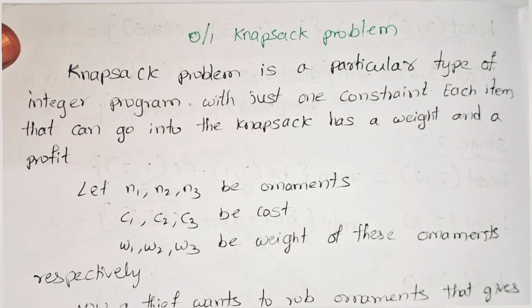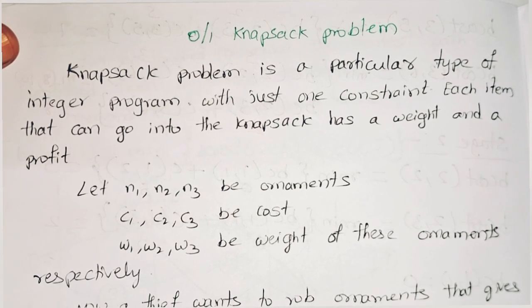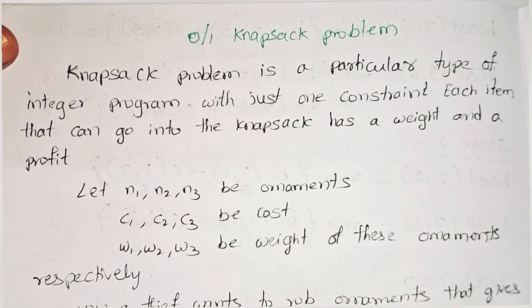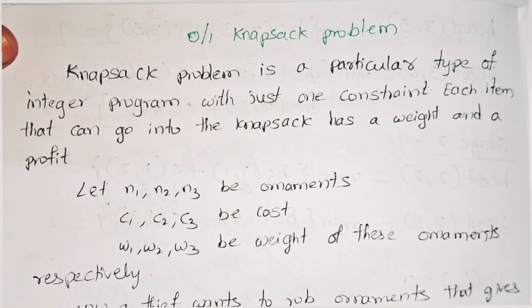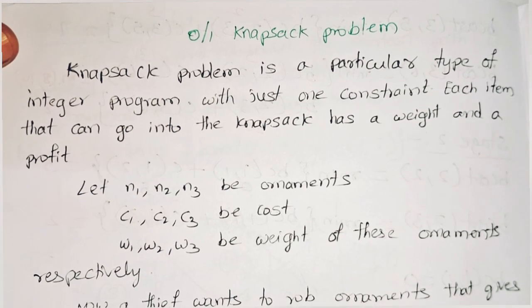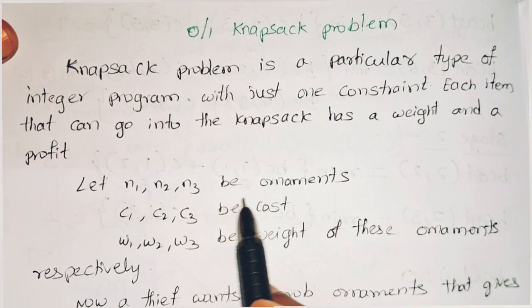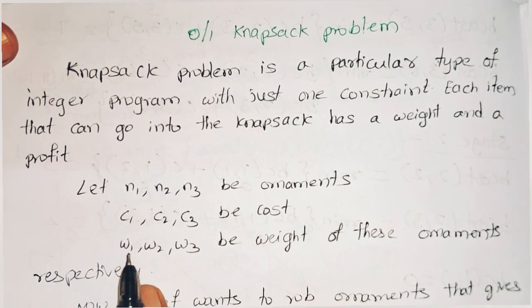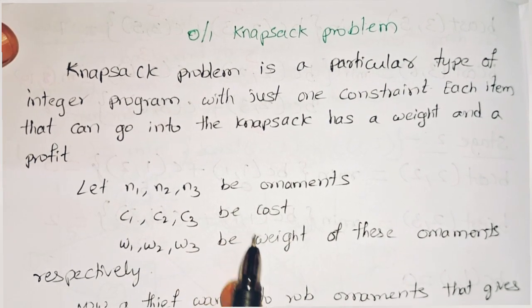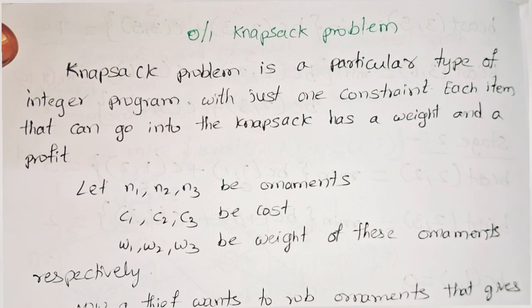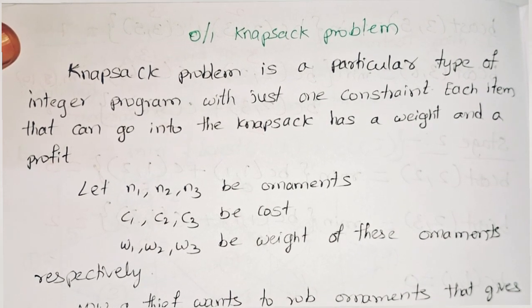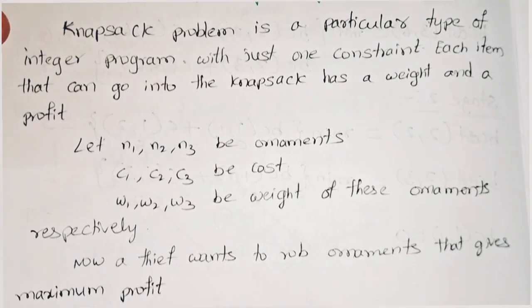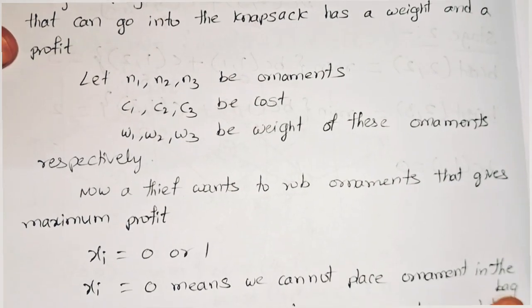So now we will compare the knapsack problem with a general problem. In olden days, there was a store, assume that it contains different types of ornaments made of gold. Let N1, N2, N3 be the ornaments, C1, C2, C3 be the costs of the ornaments, and W1, W2, W3 be the weights of these ornaments respectively. Now a thief wants to rob ornaments that give maximum profit.